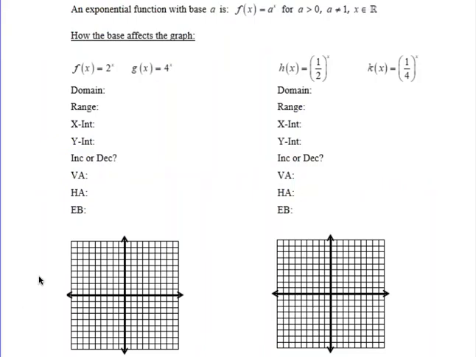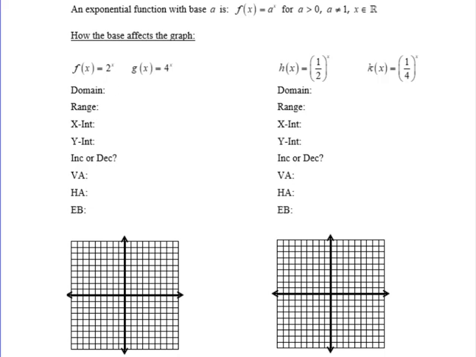First, an exponential function with a base a is a function of the form f of x equals a to the x, where a is greater than 0 but not equal to 1, and x is any real number. So first, we're going to take a look at how the base affects the graph.